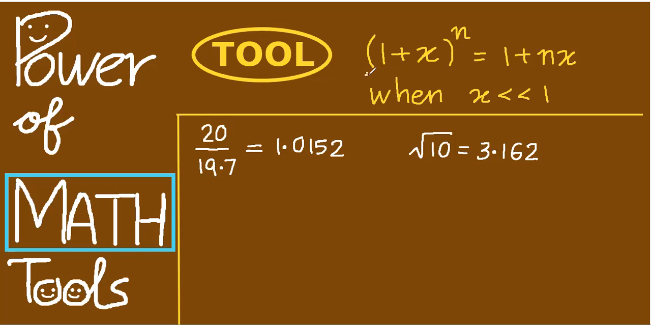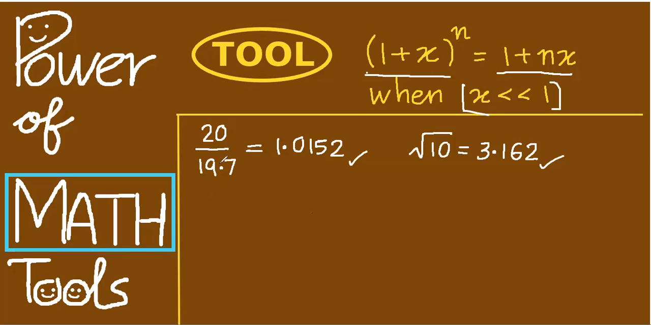You just focus on this (1 + x)^n, and if it has a power of n, then you can simply write it to be equal to 1 + nx, but you should be very sure that x is quite smaller than 1, almost negligible. So here we have expressed some calculator values of these two quantities. 20 by 19.7 is 1.0152, that's from the calculator, and the square root of 10 is 3.162, that is also obtained from the calculator. Now let us use this tool to get these two values.